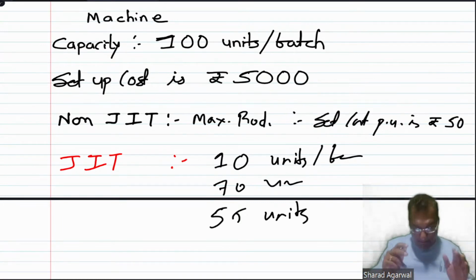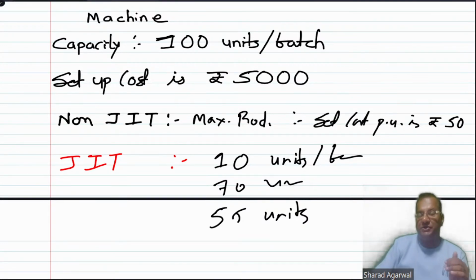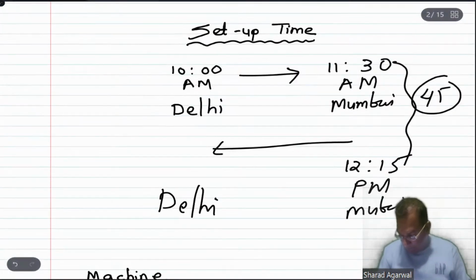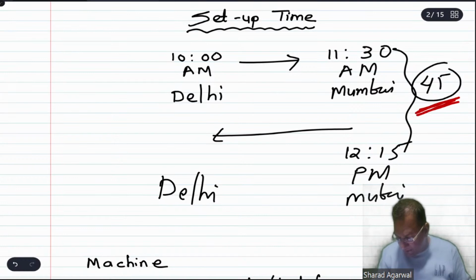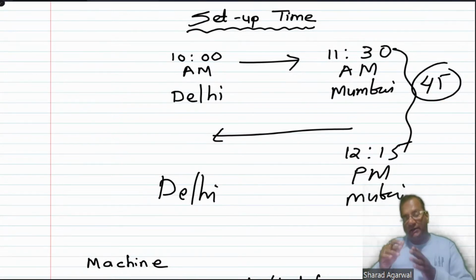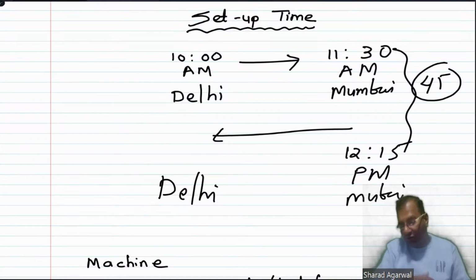Therefore, the prerequisite for just-in-time system is, if you want to implement just-in-time system, you must reduce the setup time. The 45 minutes that is taking here, if you can reduce it to 40 minutes, 35 minutes, 25 minutes, definitely your setup cost will also be reduced. Although it's not possible that you think and the next time you will reduce the setup time.